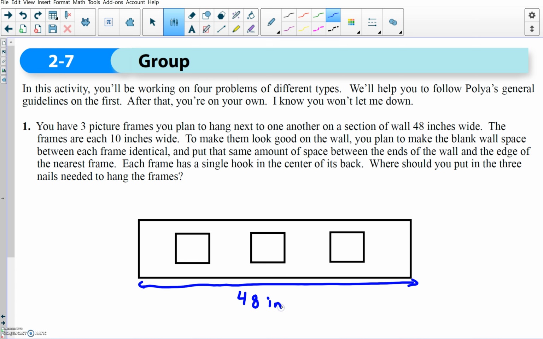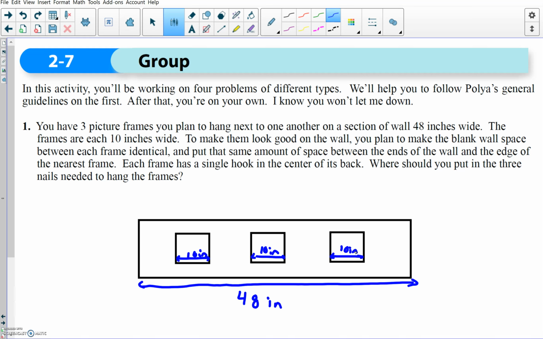So aside from the number, we definitely want to include units, because there are definitely times when your units don't match up. So we always want to make sure that the units that they give us in the problem are really clear and that we can notice when the units are not the same. The next bit of information, as they said, each picture frame was 10 inches wide. So this is 10 inches. This next one is 10 inches and 10 inches.